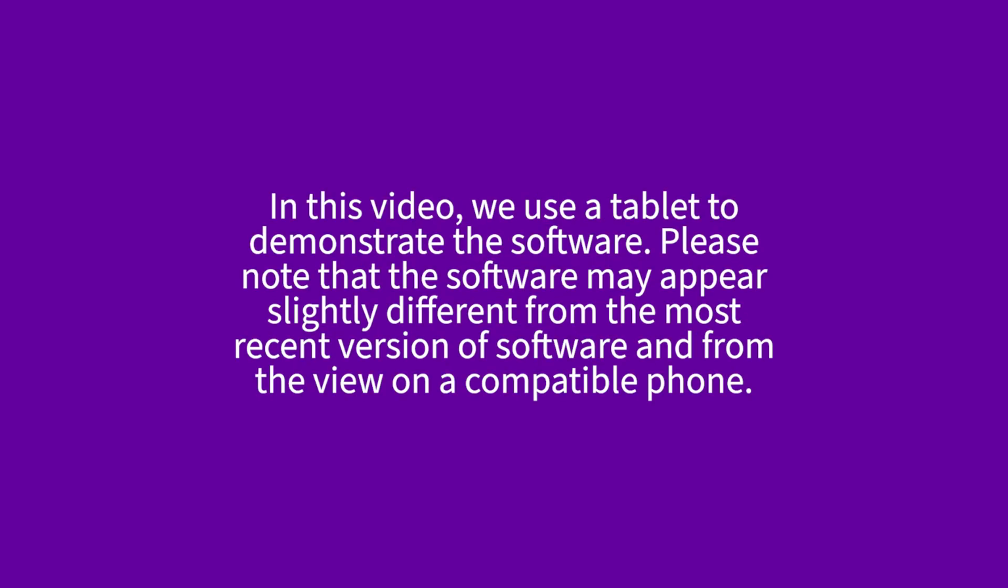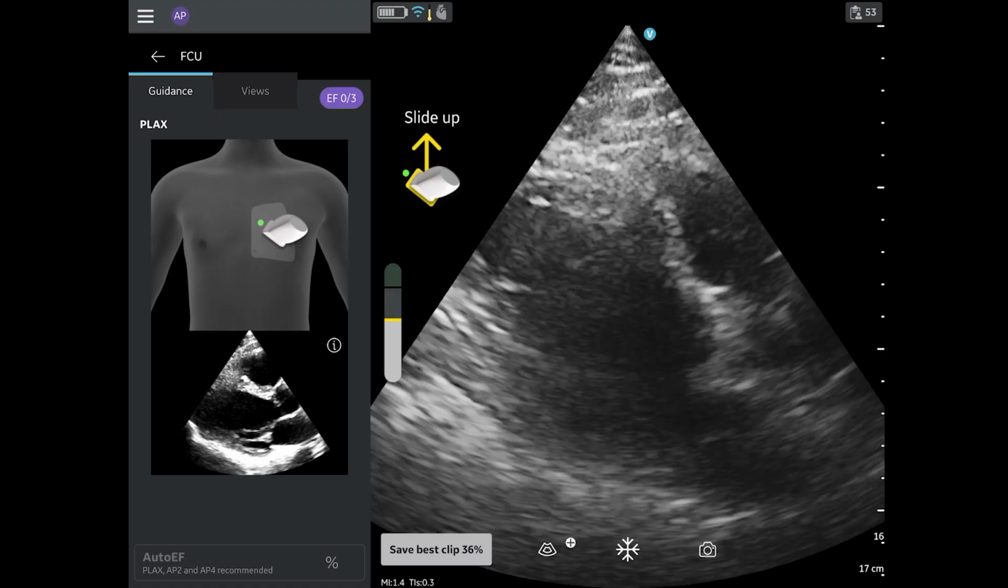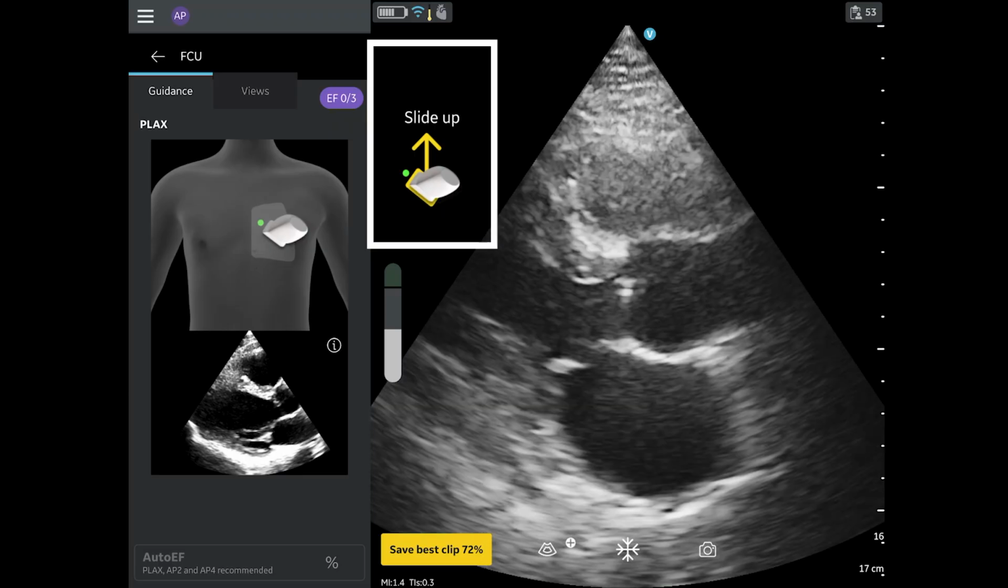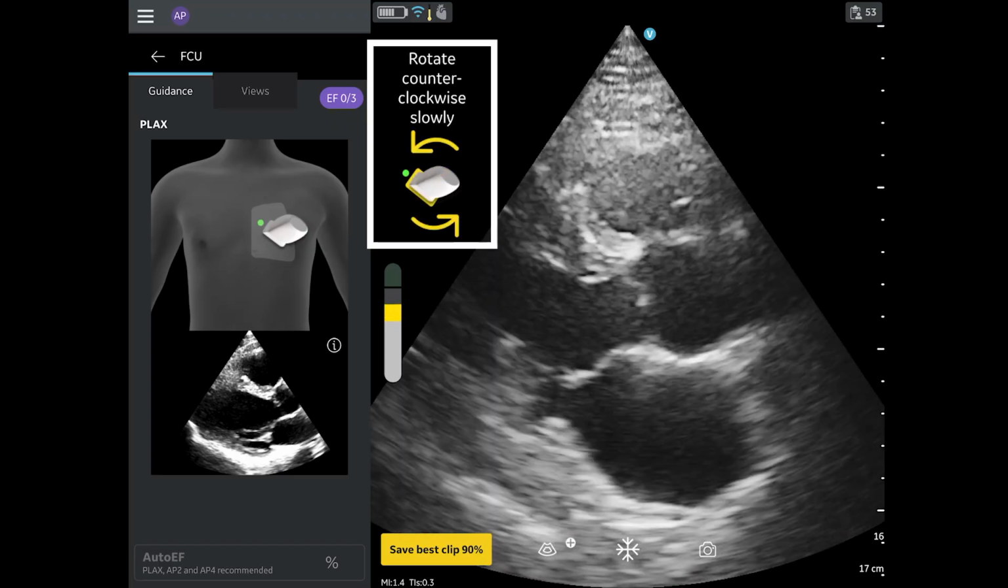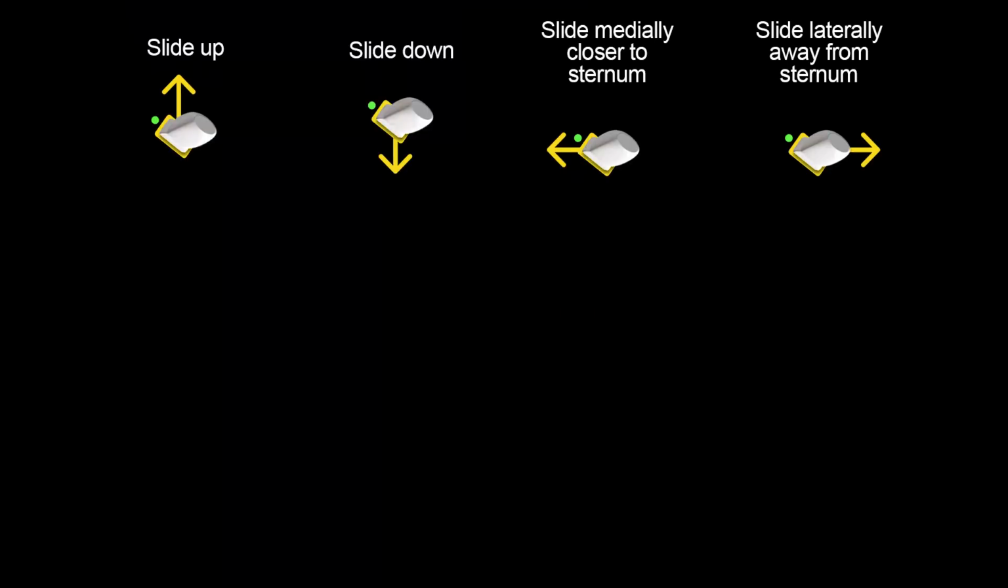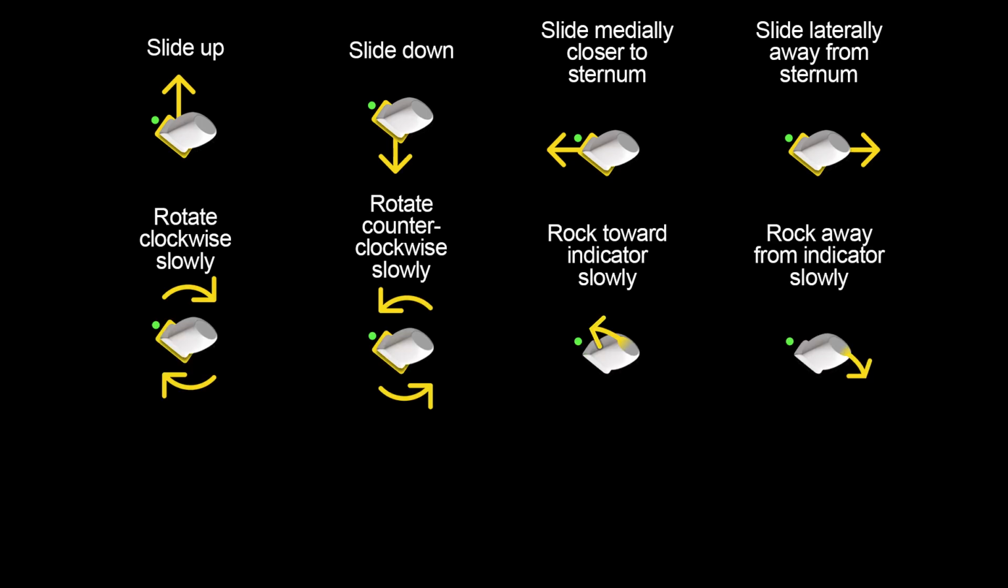In this video, we use a tablet to demonstrate the software. Please note that the software may appear slightly different from the most recent version of software and from the view on a compatible phone. Prescriptive guidance appears in real time, providing turn-by-turn guidance. Understanding how to make these movements is crucial for effective usage of the software.